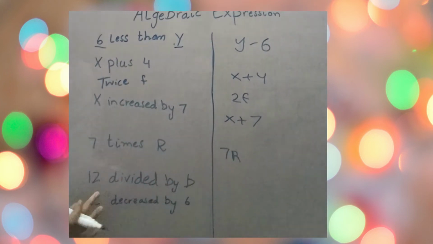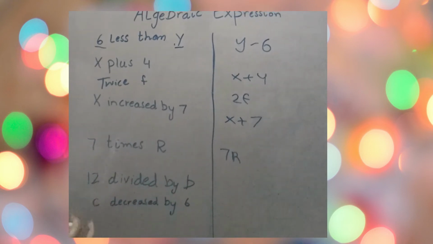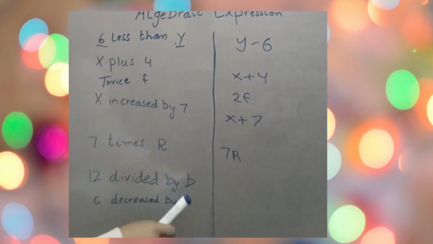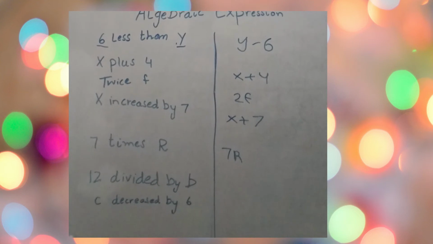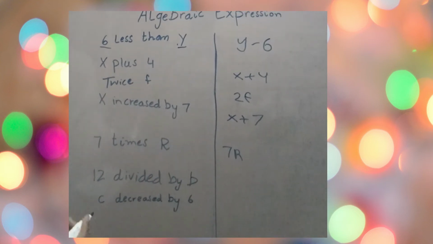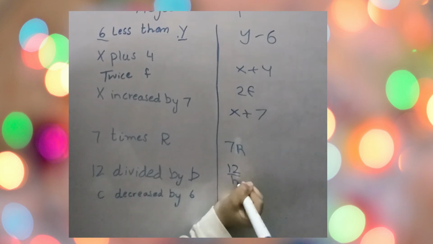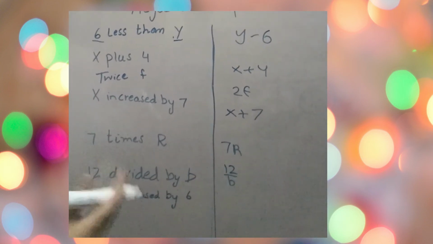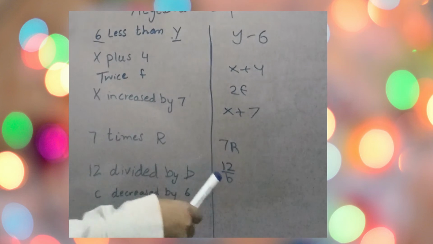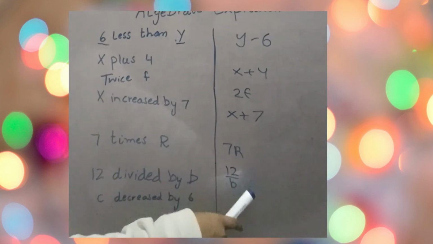In division, the next one we have 12 divided by b. This is division, as I said before. In this we will write this as 12 over b, because in division we also do not write the sign. We just write it like 12 by b.